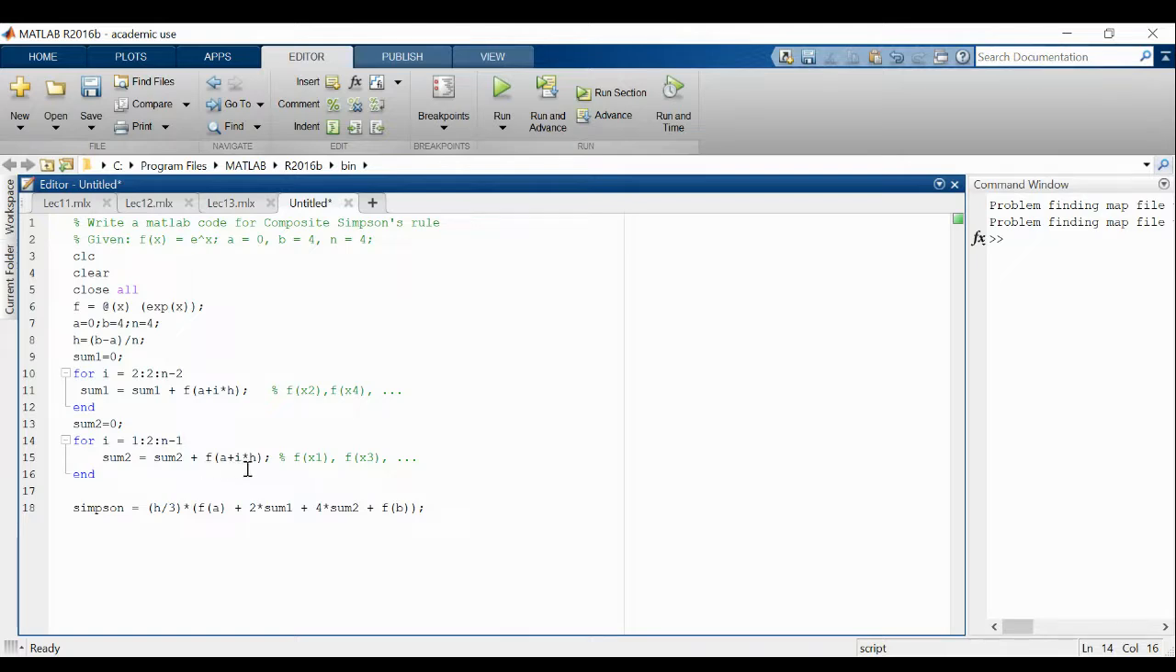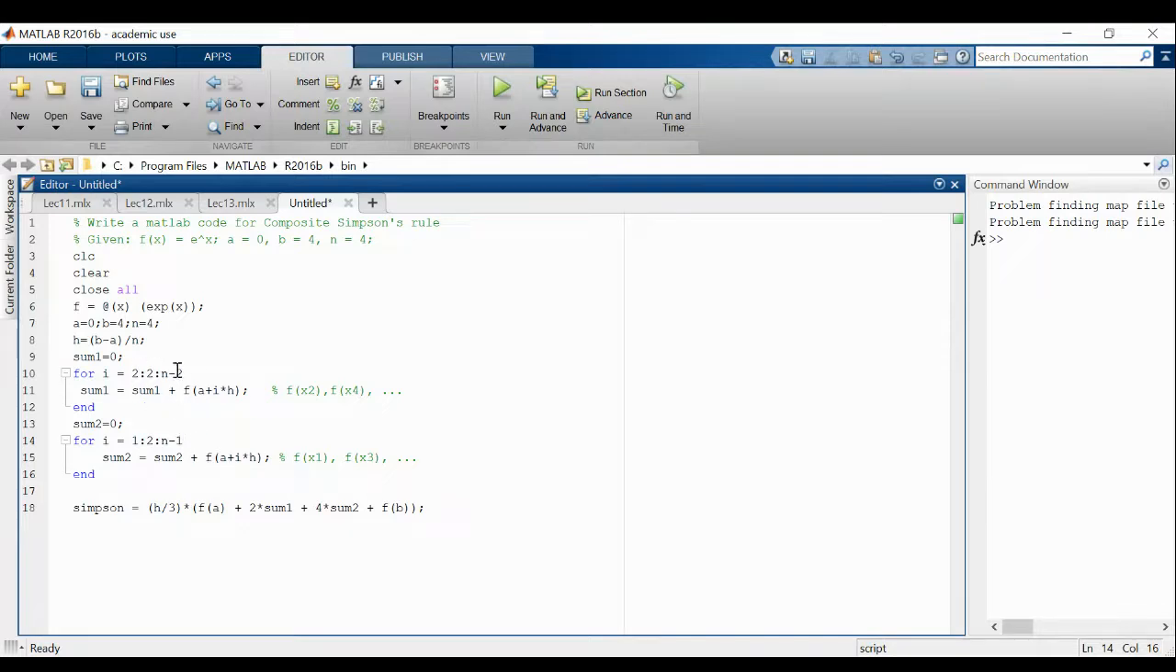We are interested in finding the sum of f of x1, f of x3, f of x5 up to n minus 1. For this we have constructed a loop. I start from 1, so this value will become f of x1, and then we make a difference of 2, so I will be 3. If I is 3, then x naught plus 3h will give us f of x3. I think it is now clear if you know the formula.